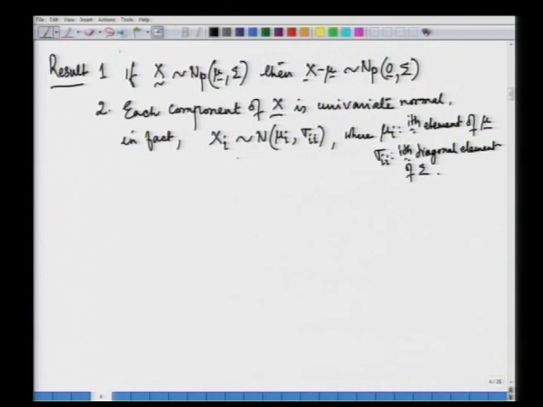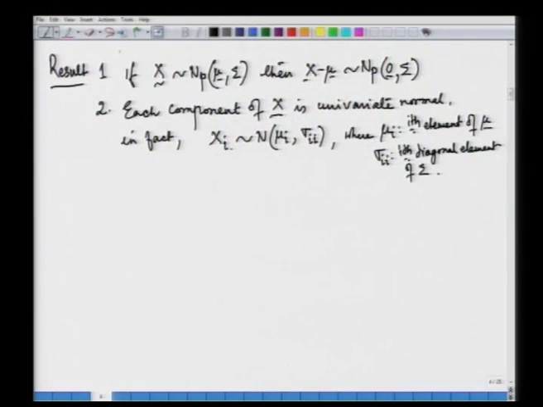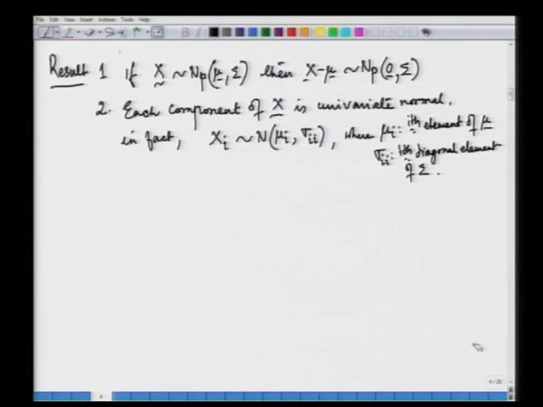Note that here also we are talking about a very special form of alpha prime x. For xi, if I take alpha as a vector which has 0 in all places except in the ith position where we need a 1, then all I have is alpha prime x that should follow a univariate normal distribution, and with that choice of alpha, this is exactly what is happening. This is true for all i from 1 to p, as many components as there are in the random vector.